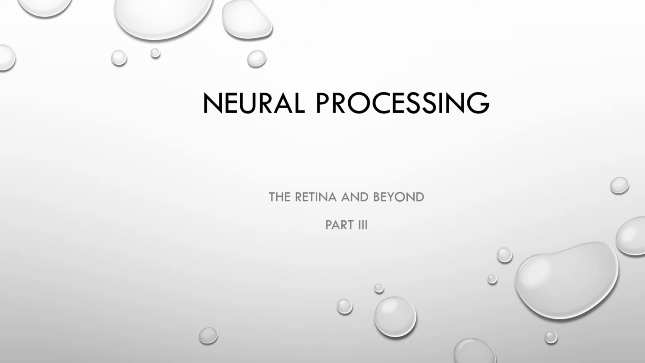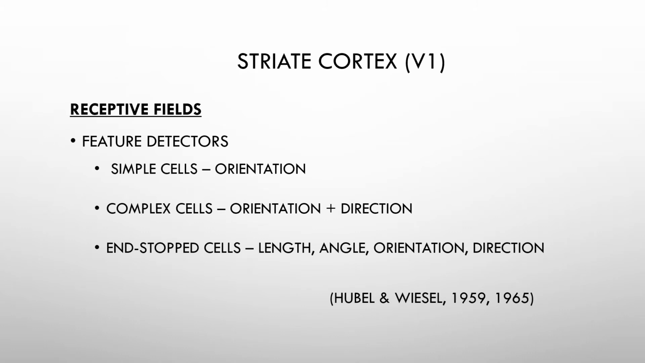All right, neural processing, the retina and beyond. Okay, so we've gotten to the primary visual cortex, or the striate cortex, our first level of higher level processing when we are in the cortical part of the brain, and not what I keep referring to as these subcortical structures. So I'm going to start with talking about the receptive fields, and I'm going to move on to talking about the organization or the mapping.